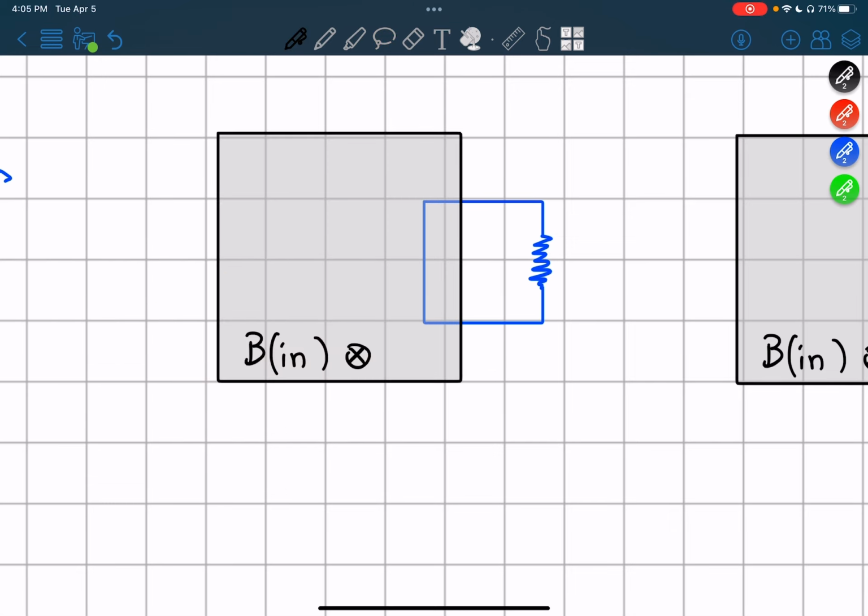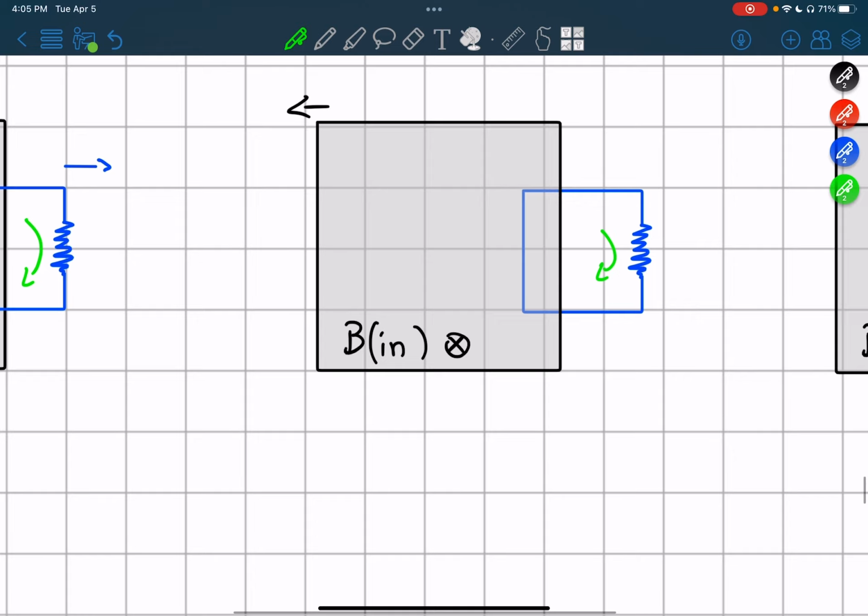Well, what happens when we move away from it? Another current is generated, always clockwise. Sorry, I said counterclockwise, my bad. Both of them were clockwise currents.